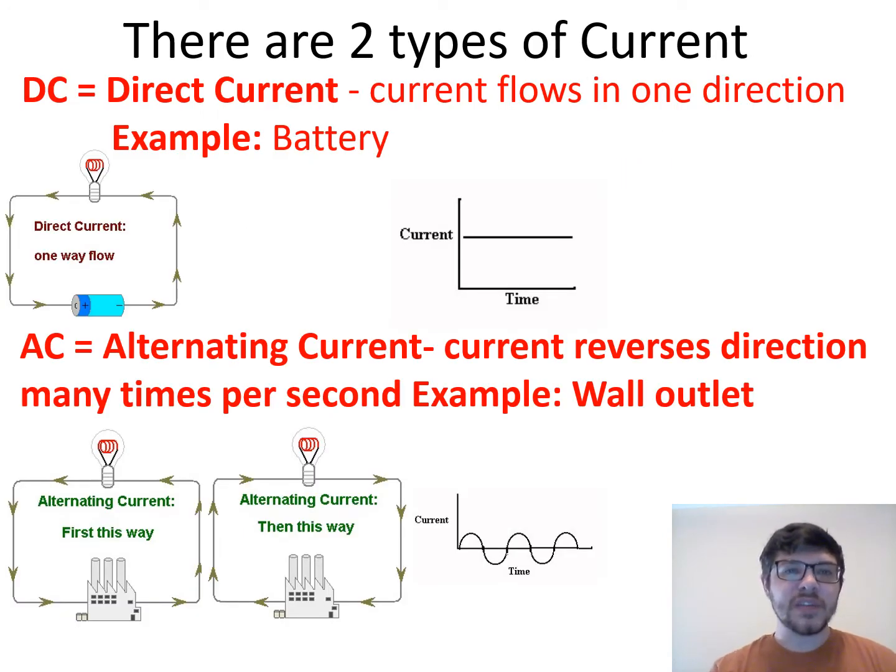Now there are two types of current. One is direct, meaning it just flows in one direction. Should make sense, like a battery. And that's a lot of what we're going to look at. And there's also AC, which is alternating current. And so the current reverses direction many times per second. This is what you have in your house and your outlets. So this connects to the power station that's within your area possibly.